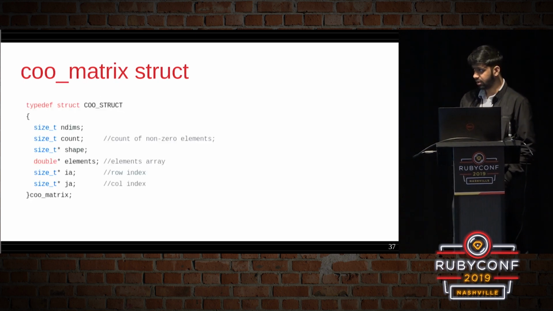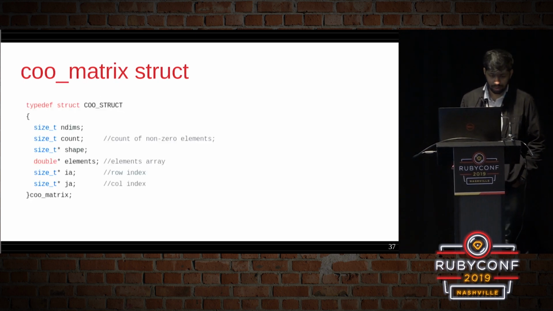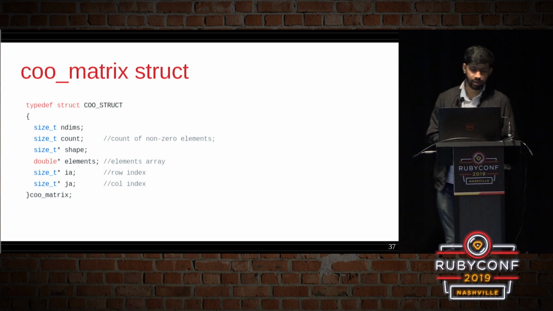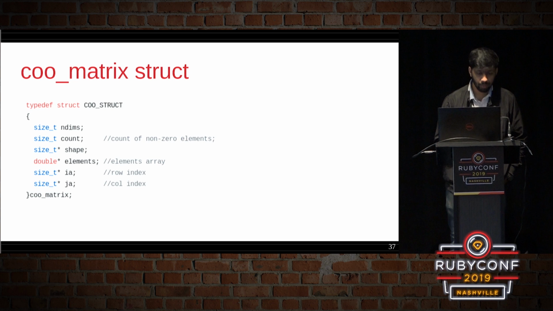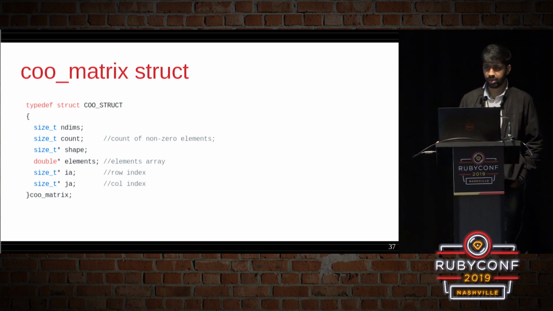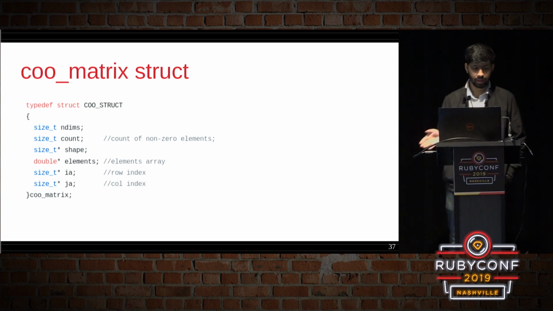So here's a simple struct for that. It's quite similar to the earlier one. First we have the number of dimensions, then the count of the number of elements. In this case, it'll only store the number of non-zero elements. So this is the count of non-zero elements that the matrix has. Next comes the shape of the matrix, then the pointer to the elements array.